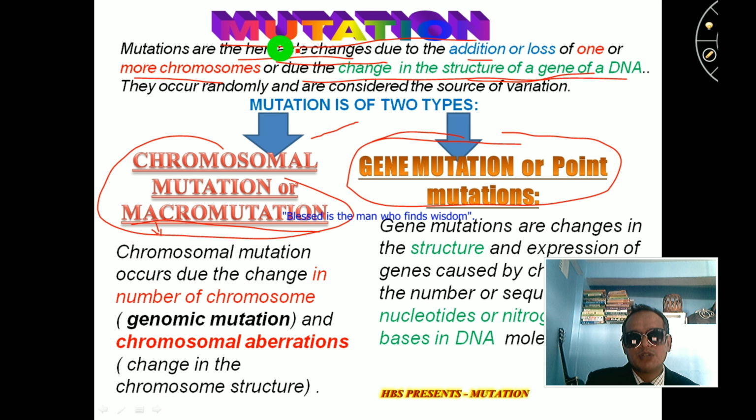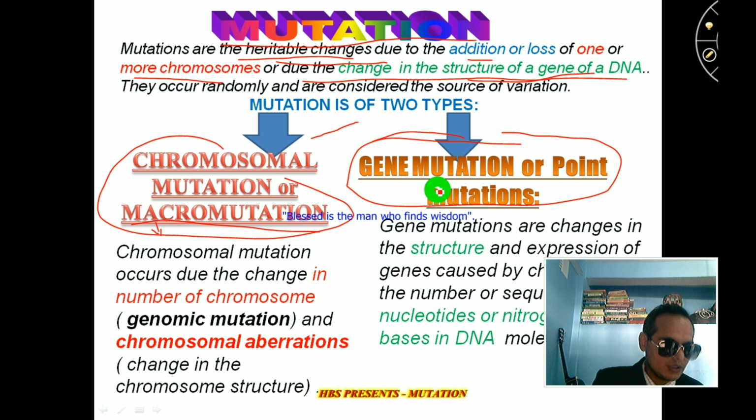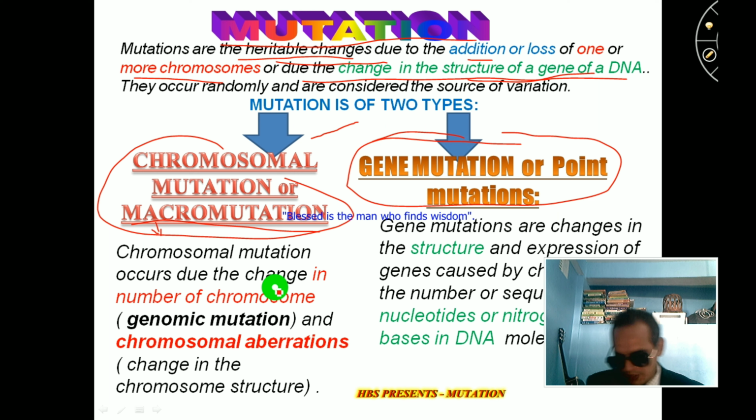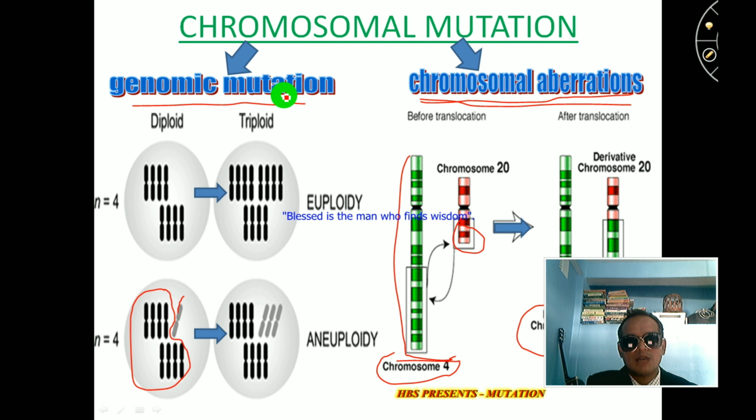Children, mutation is a change, or simply you can put it this way: when there is a change in the number of chromosomes, it is called chromosomal mutation. Whereas if there is a change in the DNA or a gene of a DNA, then it's called gene mutation. In some other lesson we'll discuss gene mutation in detail. Chromosomal mutation is again of 2 types.